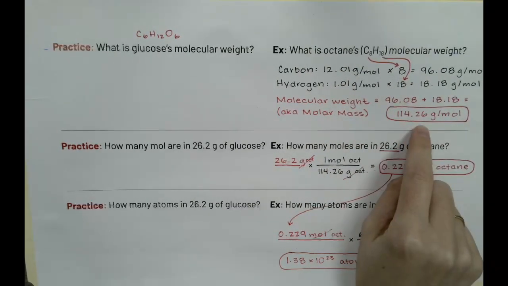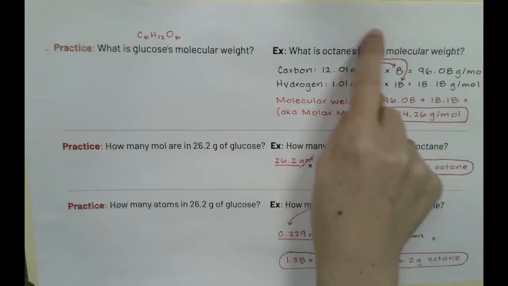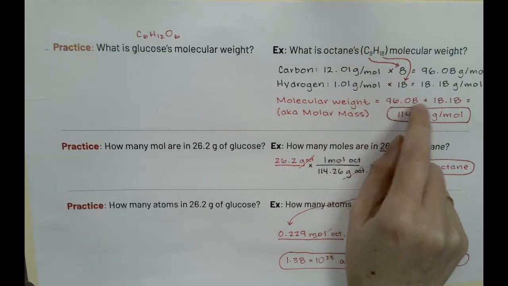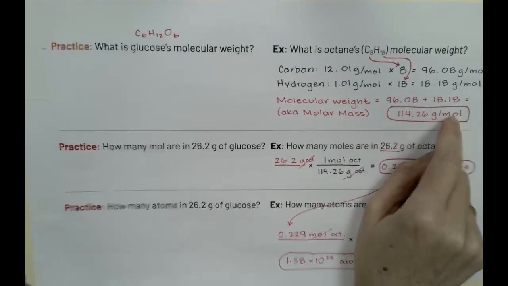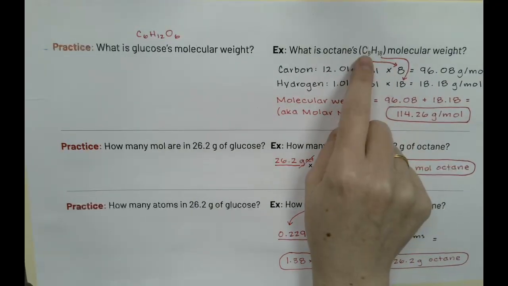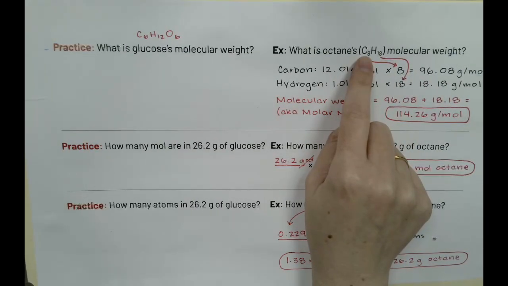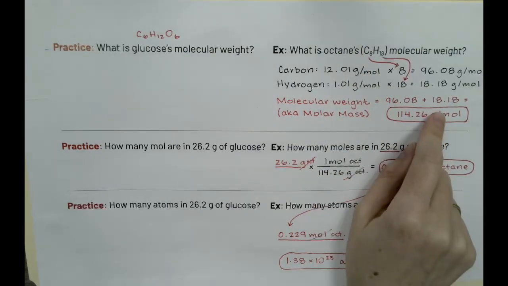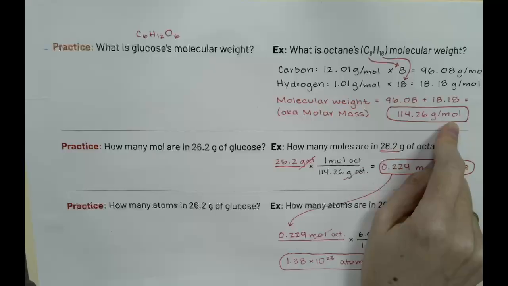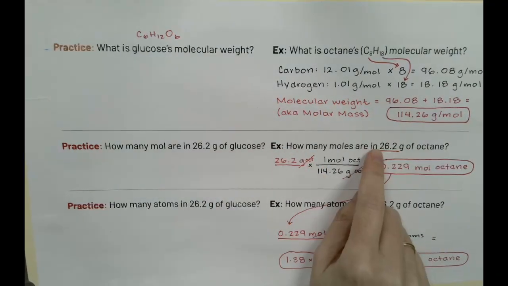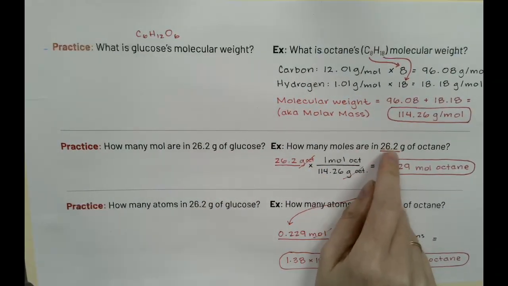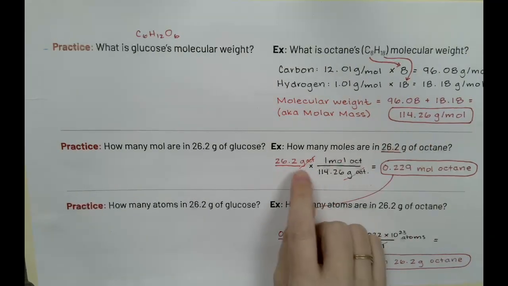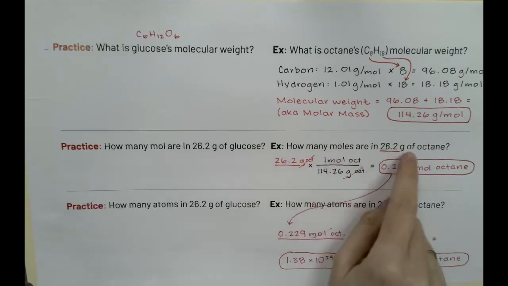That is, how much does one molecule of octane weigh in atomic mass units, or how many grams does 1 mole of octane weigh? And remember, a mole is 6.022 times 10 to the 23rd molecules of octane. That would be 1 mole of octane. So that's how much it weighs. The next question is, how many moles of octane are in 26.2 grams? Well, we use our molecular weight to convert from grams to moles, and that tells us we have 0.229 moles of octane.